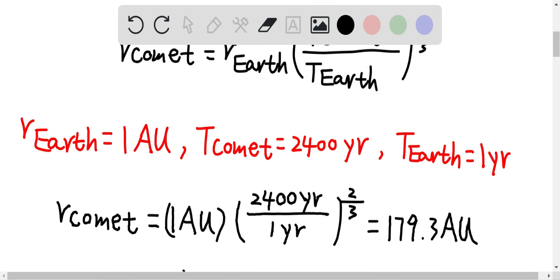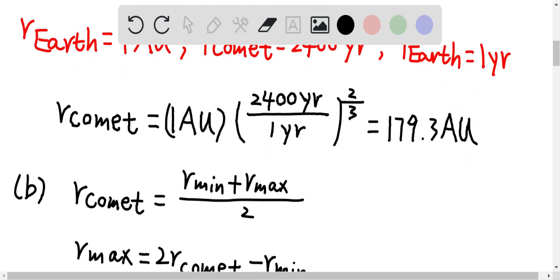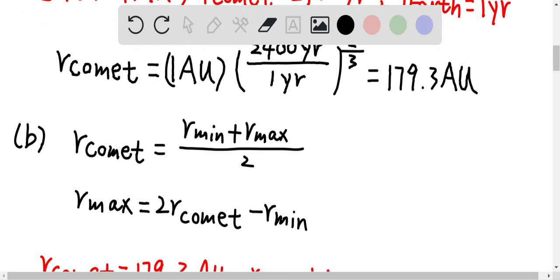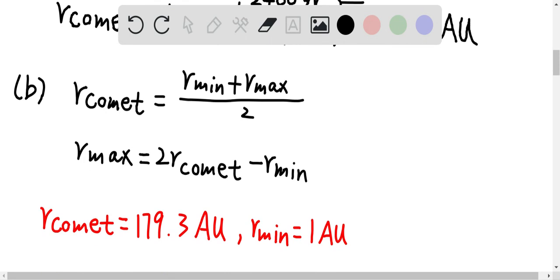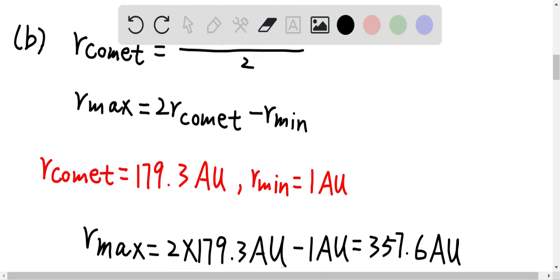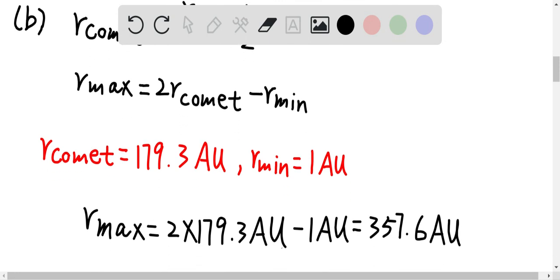about 179.3 astronomical units. And for the second question, well, we know R_comet can be equal to the closest distance plus the maximum distance, which is the furthest distance, over 2. So therefore, the furthest distance can be equal to 2 R_comet minus R_minimum. And we know R_comet is equal to 179.3 AU, and the minimum distance is equal to 1 AU. So therefore, if we plug back into the equation, we have the furthest distance is about 357.6 AU.